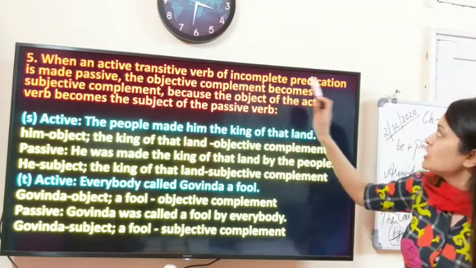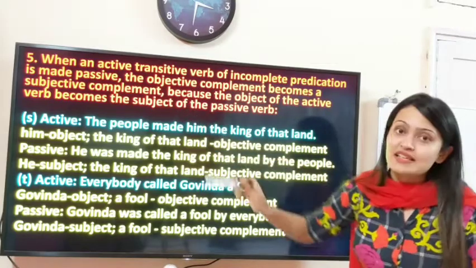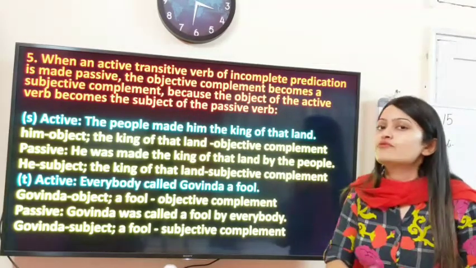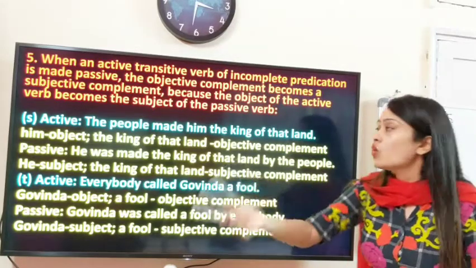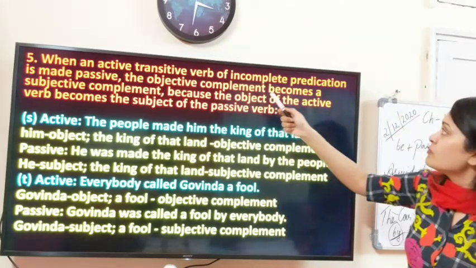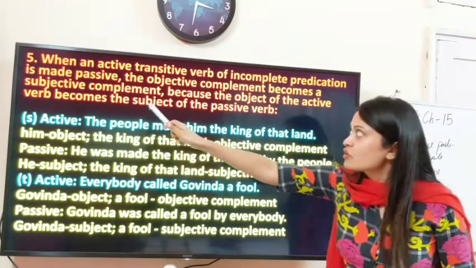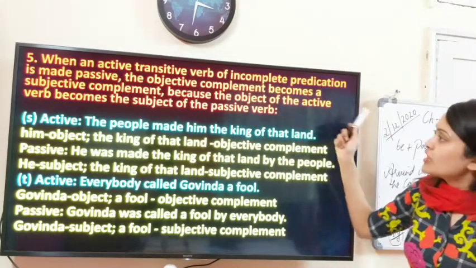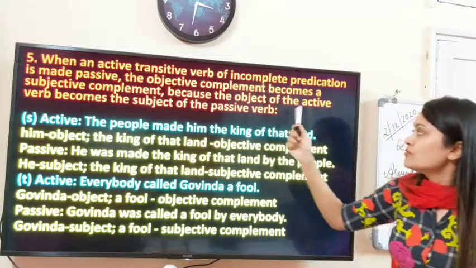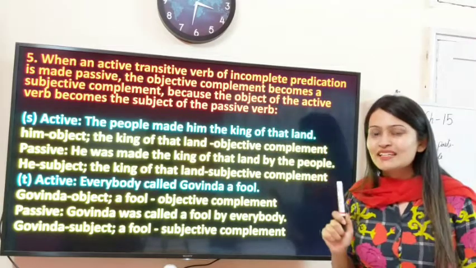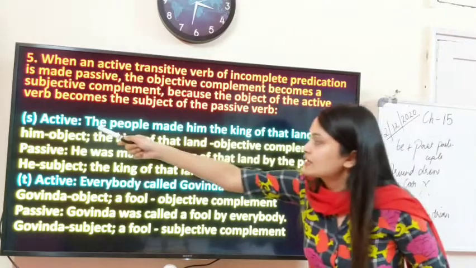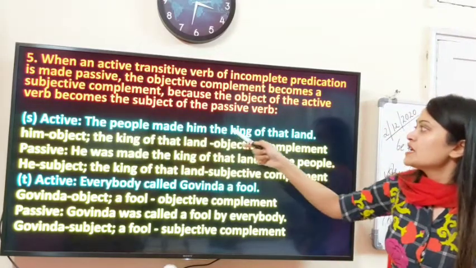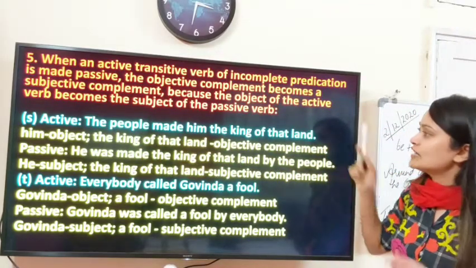Okay, children. So incomplete predication is made passive. So we have to be very careful when we have incomplete predication and we are changing the voice. The objective complement becomes a subjective complement because the object of the active verb becomes the subject of the passive verb. A little complicated. I will simplify it with an example. Okay. So this is the active example. The people made him the king of that land.